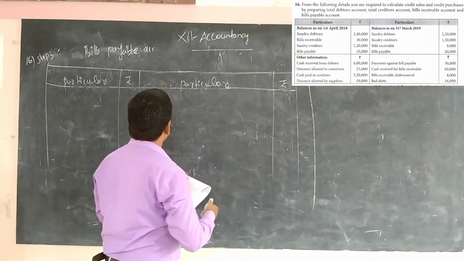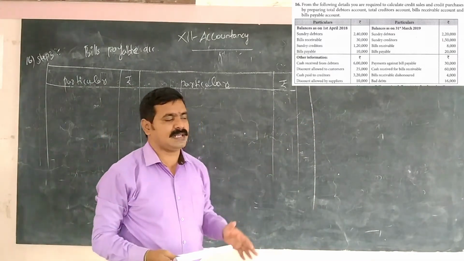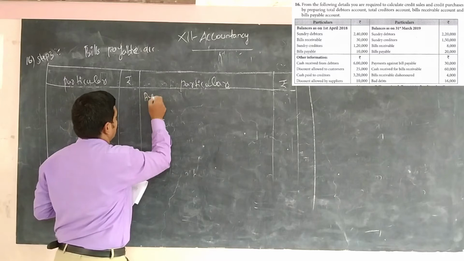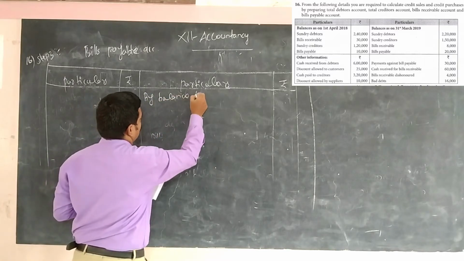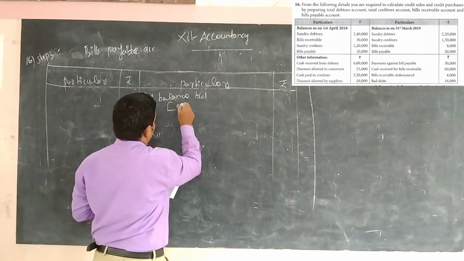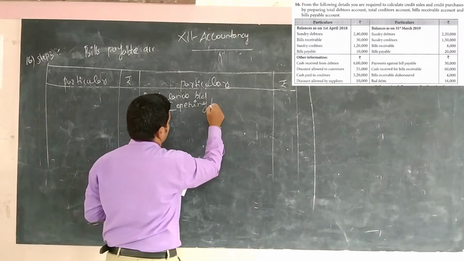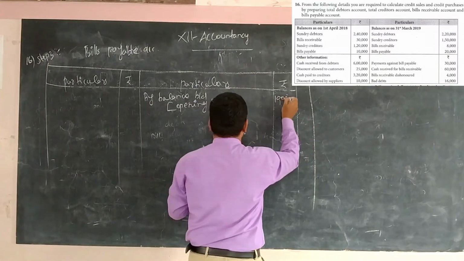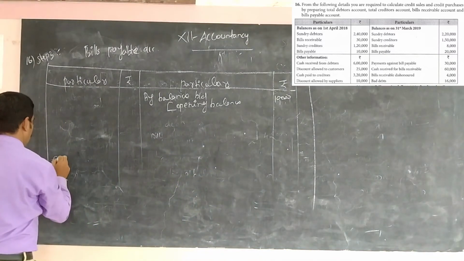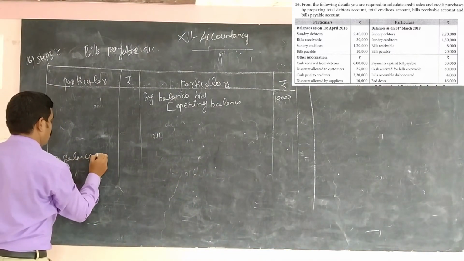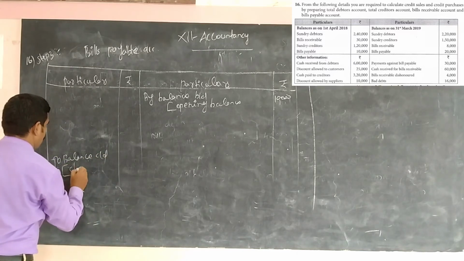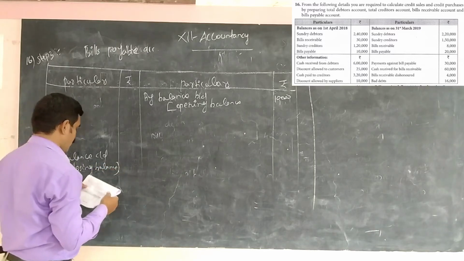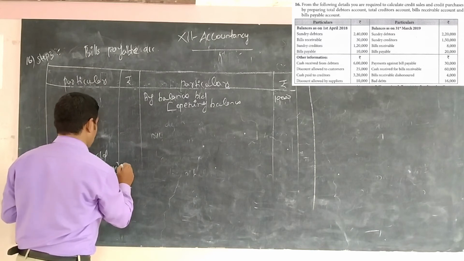Closing balance 20,000. So bills payable is one of the liabilities. So opening balance comes under credit side. Closing balance comes under debit side. So by balance brought down, that is opening balance. The amount is 10,000. The closing amount is 20,000.